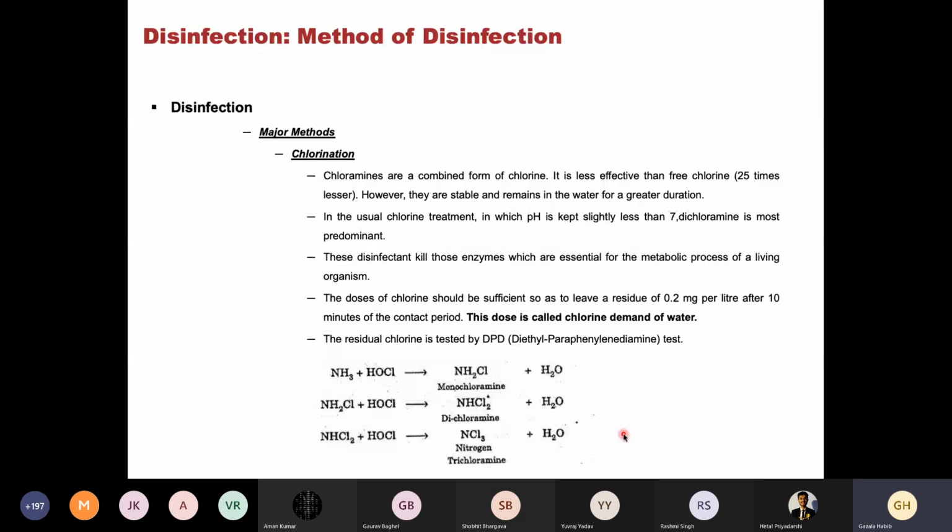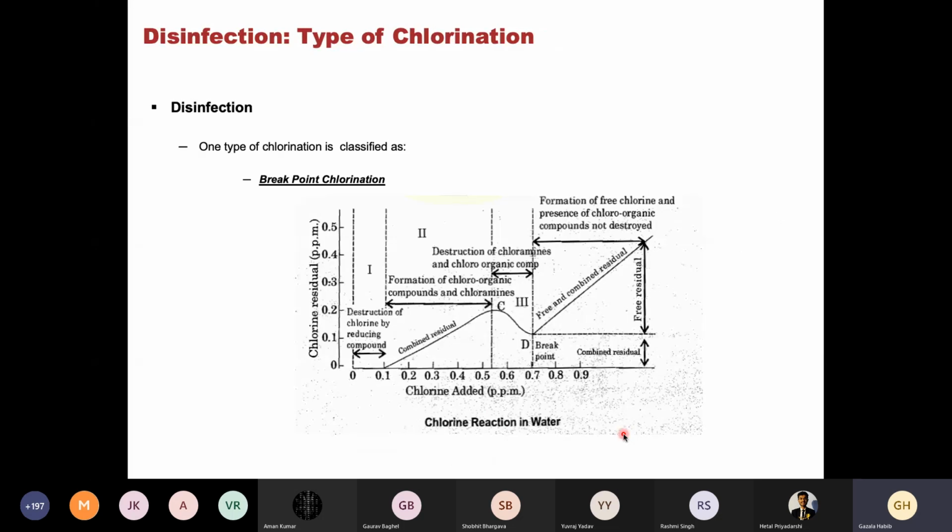Okay, you can read the whole name. It's very complicated. These are the reactions given for monochloramine, dichloramine, and nitrogen trichloride, and how they form.